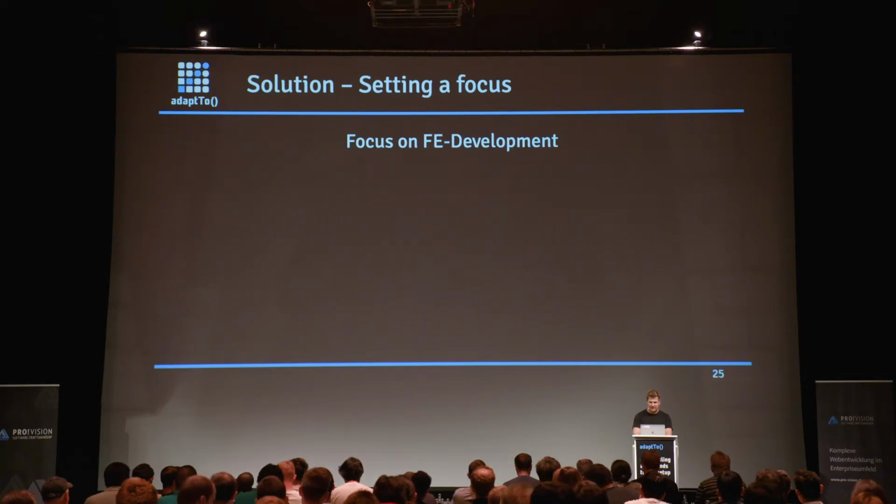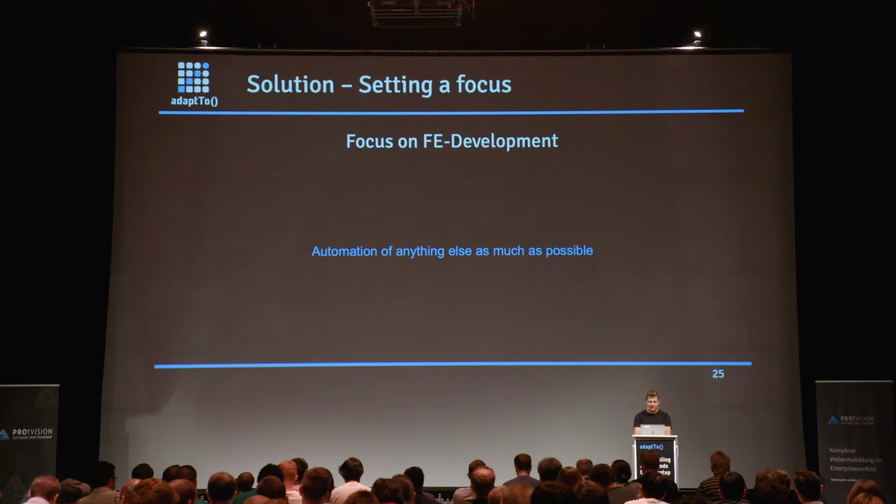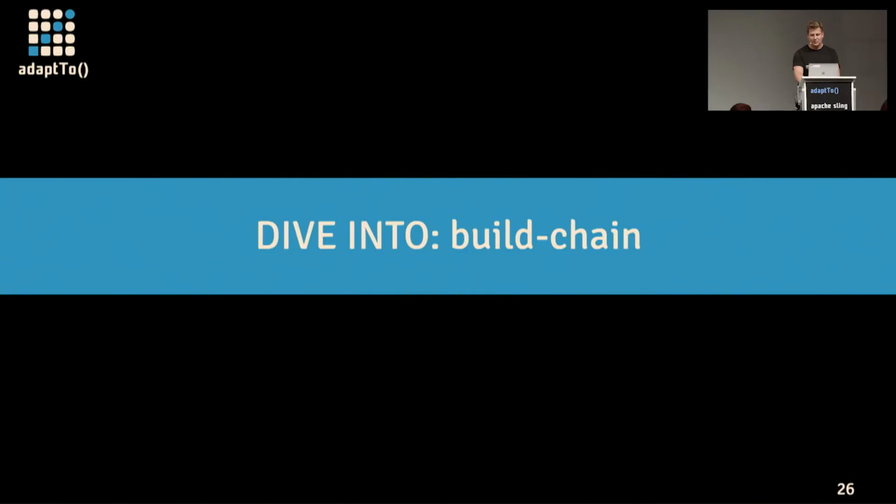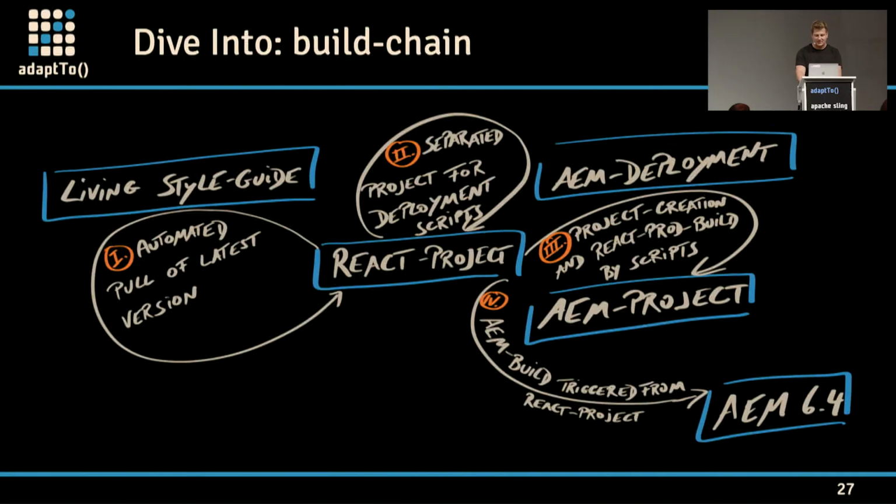And we actually, as we said, we want to focus on the front-end development. So we thought about how to set up a build chain which works out for us. Yeah, so we've got a React project in the middle. This is our master project, whatever we want to deal with. And we've got our living style guide project on the top.